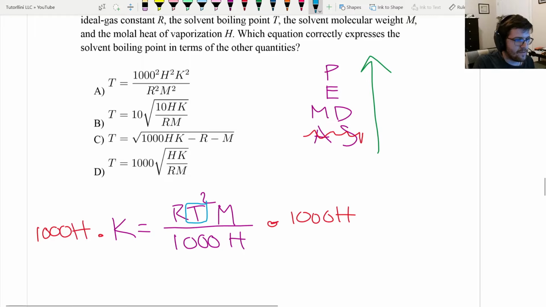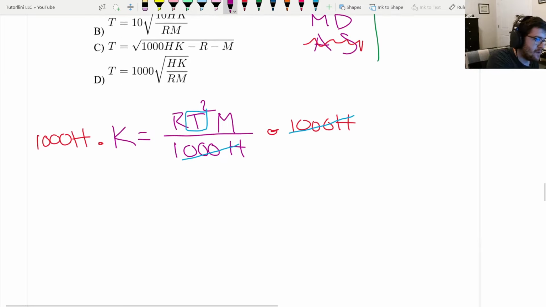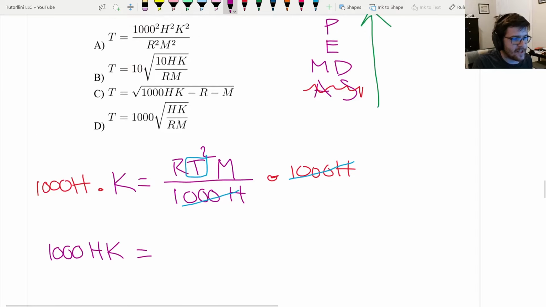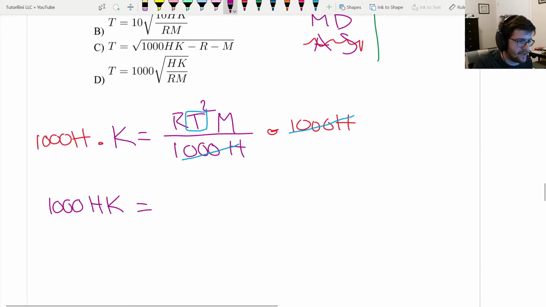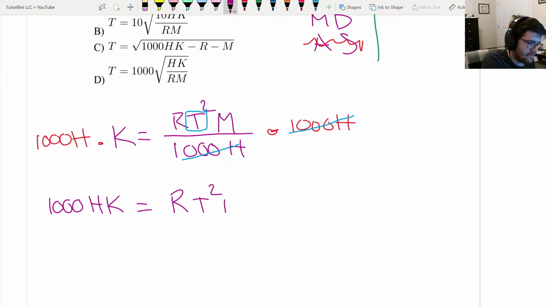And sure enough, these guys will go away because they're on opposite sides. And we will be left with 1000HK. We tend to put the letters in alphabetical order. It really doesn't matter too much. On the SAT, they don't always follow the conventions to a perfect T, so just try to get it to look like what's in the choices. As long as you can do that, you're fine. Okay, so now we're left with RT squared M.